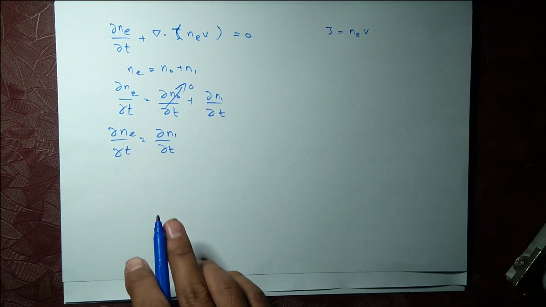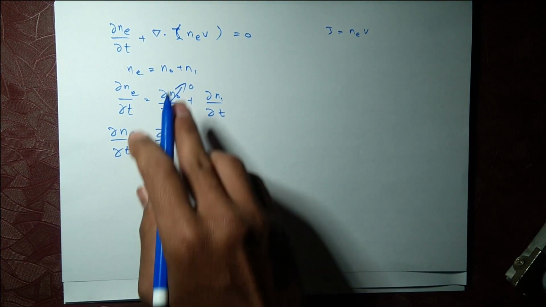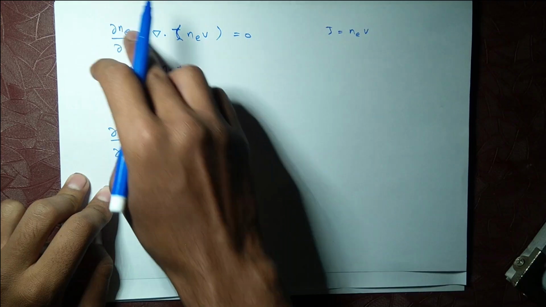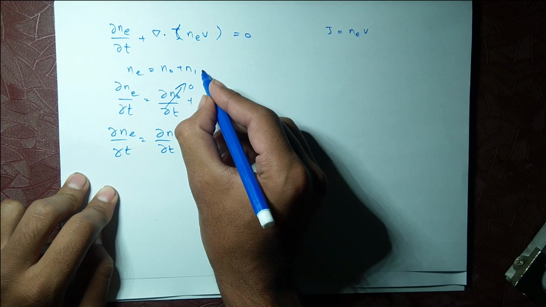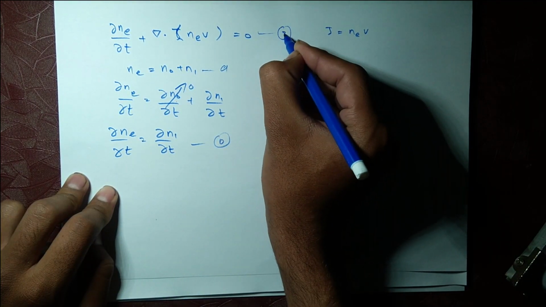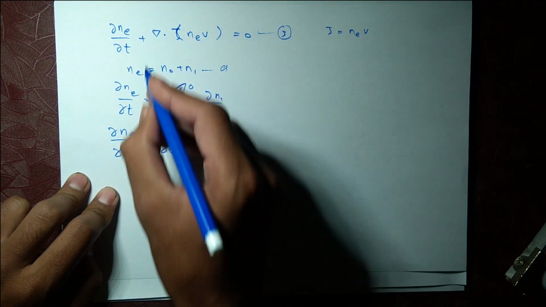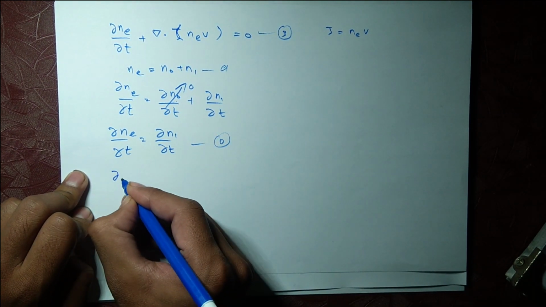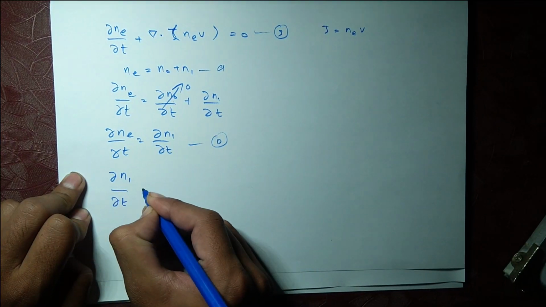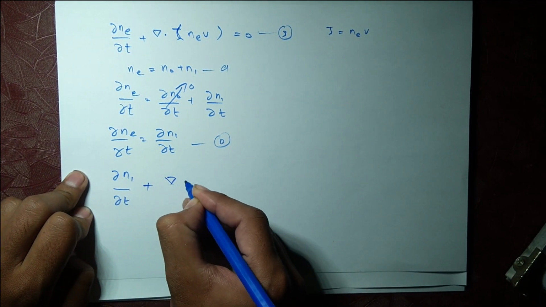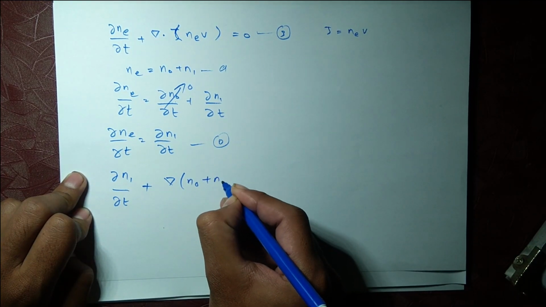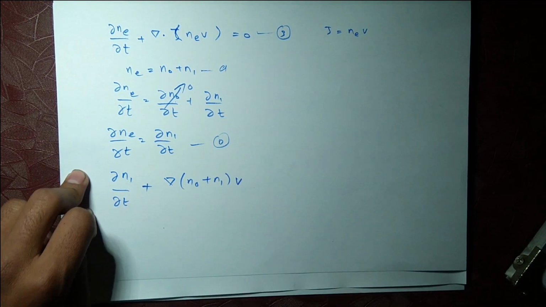Okay, putting this value in our above equation, so putting this value, equation number a and equation number b, in our third equation, partial n1 over partial t plus del dot (n_e v) will be equal to (n naught plus n1) into v.